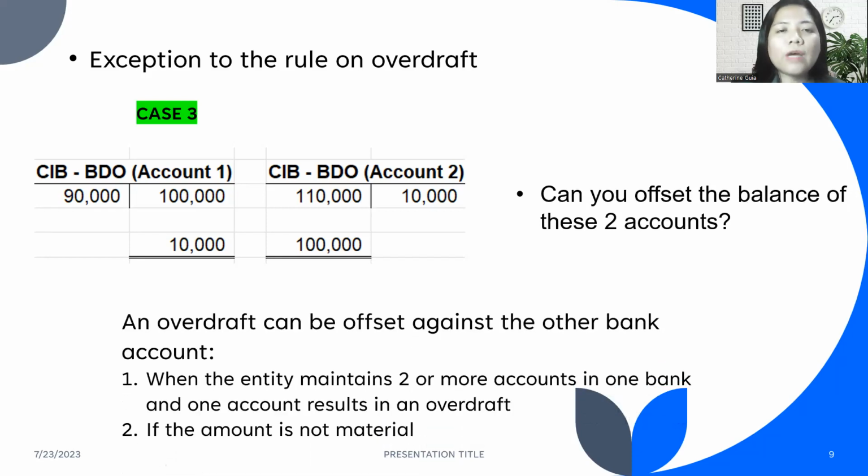Okay, so an overdraft can be offset against the other bank account, number one, when the entity maintains two or more accounts in one bank and one account results in an overdraft. So that is permitted. So for our case three, you can offset the balance, and if the amount is not material. And under IFRS, bank overdraft can be offset against other bank accounts when payable on demand and often fluctuates from positive to negative as an integral part of cash management.